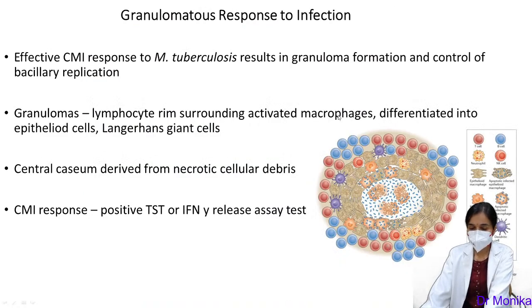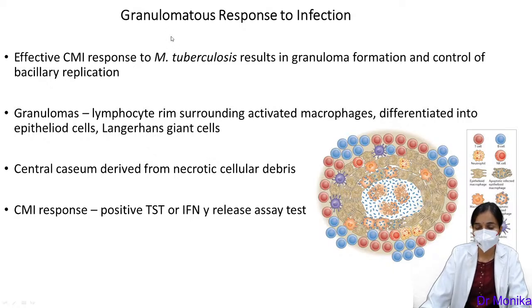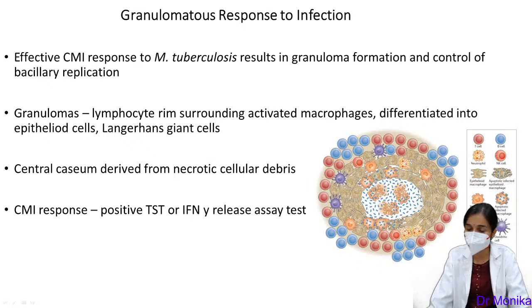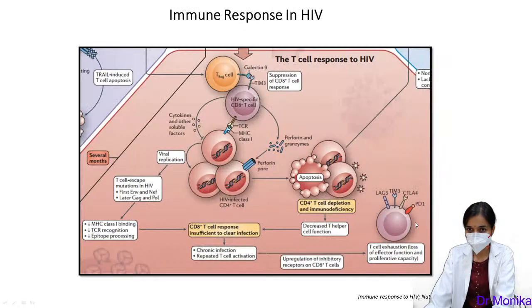Coming to the second type of immune response, that is the granulomatous response to infection. Effective cell-mediated immune response to Mycobacterium TB results in granuloma formation and control of the bacillary replication. These granulomas are actually a lymphocyte rim surrounding the macrophages, which are differentiated into epithelioid cells and the Langerhans giant cells. The central calcium is derived from the necrotic cellular debris. It is measured by this cell-mediated immunity by positive TST or interferon gamma release assay.